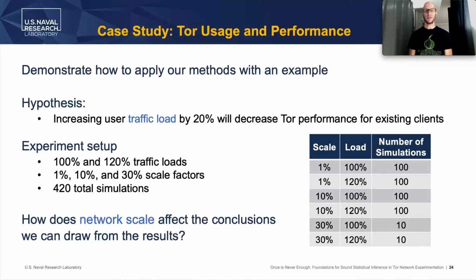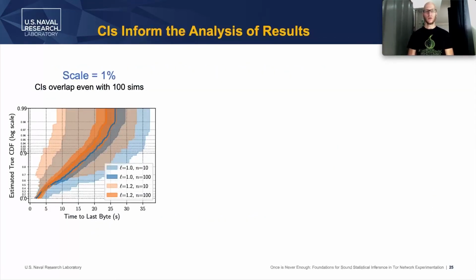So we use a simple hypothesis that increasing the amount of traffic load that the relays are forwarding in the network by 20% should decrease performance for existing clients. So we tested this hypothesis by running simulations in 100% loaded networks and 120% loaded networks, more congested networks, using different scale factors: a 1% network with 60 relays, a 10% network with 600 relays, and a 30% network with 1,800 relays, approximately. And we run different numbers of simulations for each of these setups, 420 simulations in total. We are particularly interested in how the network scale affects the conclusions we can draw from the results. So the results are shown here.